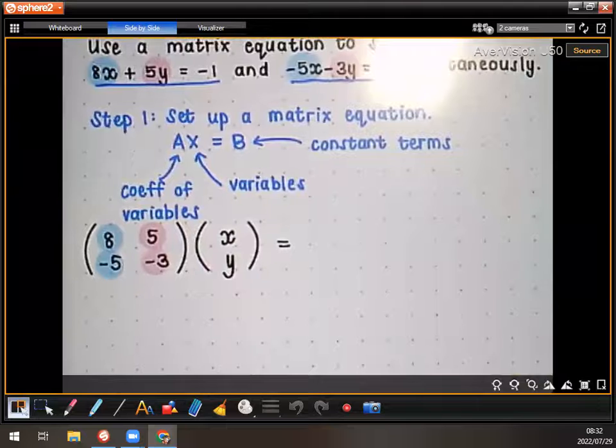Okay, and that is then equal to, so that's A, the A matrix, the coefficients of the variables, the X matrix, which is the matrix of the two variables, which you saw before. And then we're going to put the constant terms next to that.